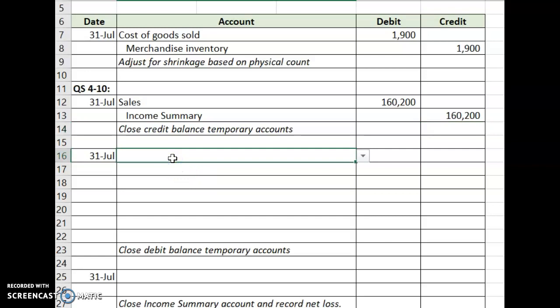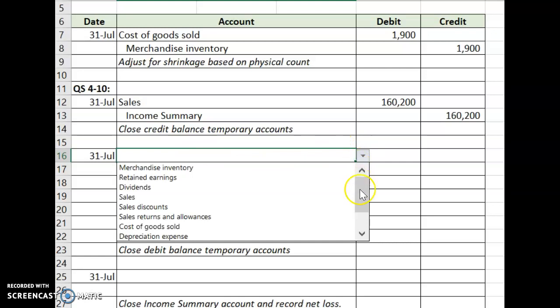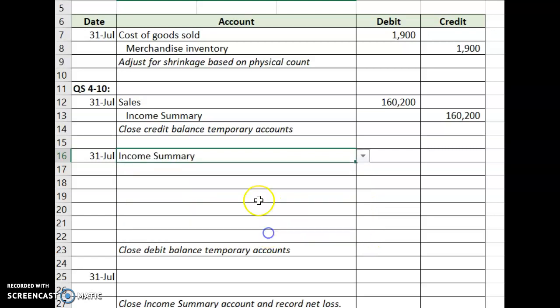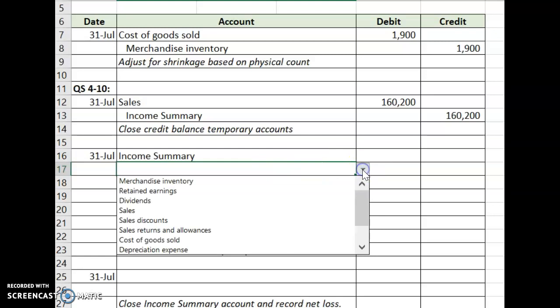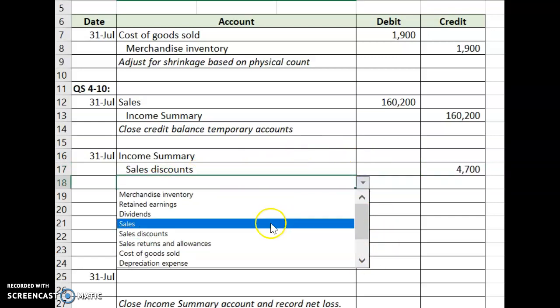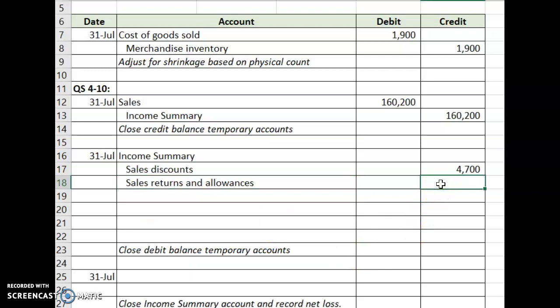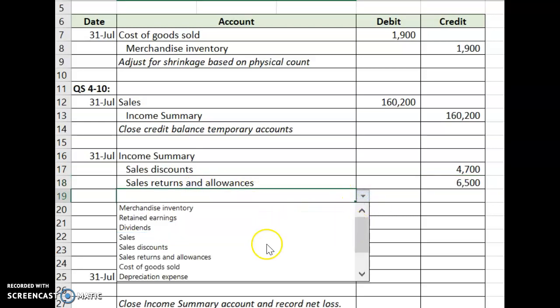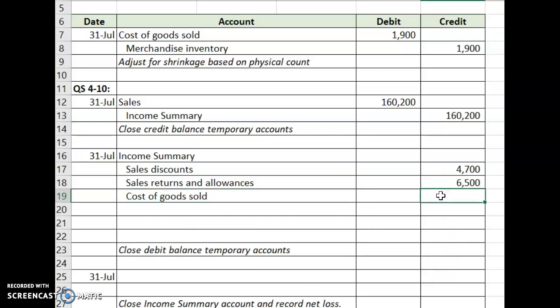Entry number 2 closes all debit balance accounts. Our debit balance accounts, other than dividends, which gets closed on its own, we will debit to the income summary account and credit the debit balance accounts. The first one is sales discounts, and we're going to credit that for $4,700. Remember, that's a contra account to the sales account, so it has a debit balance. Same with sales returns and allowances, which will be a credit of $6,500. We'll credit the cost of goods sold, and here's where we need to remember that $1,900. So it will be the $105,000 plus the entry from above.